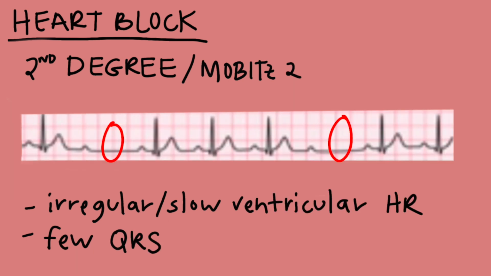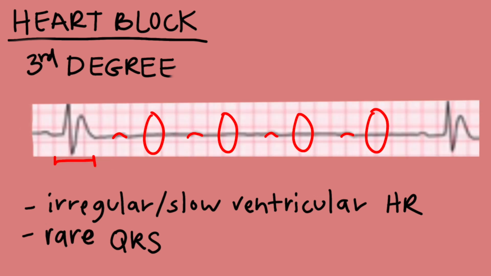Second degree Mobitz 2 is when the ventricles rarely get the signal to contract. This is also an irregular slow beat with a much faster atrial rate and very few QRS intervals. In third degree heart block, there is no signal to the ventricles, which beat at their own pace. There's a regular atrial heart rate, but very few QRS complexes.